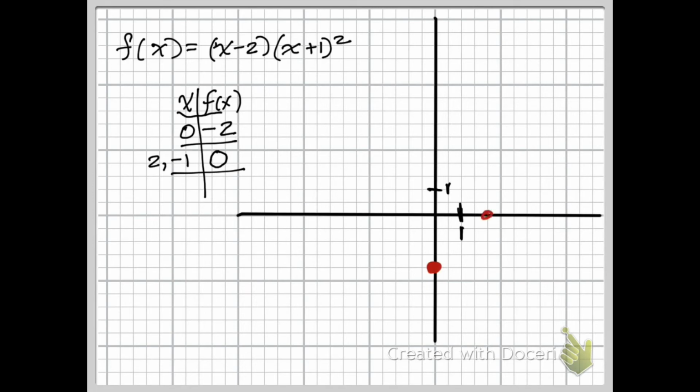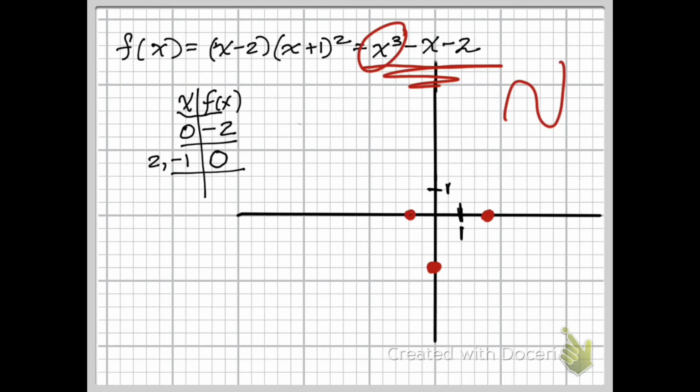And then I've got point (2, 0) and I've got point (-1, 0). So you see how I got point (2, 0) and point (-1, 0) from that part of the table. All right, now I also know that this is a cubic function, because I would have x squared times x if I were to expand and simplify this. We could actually expand it and see that it is cubic and it's positive. So I'm expecting the shape to be like this, okay?